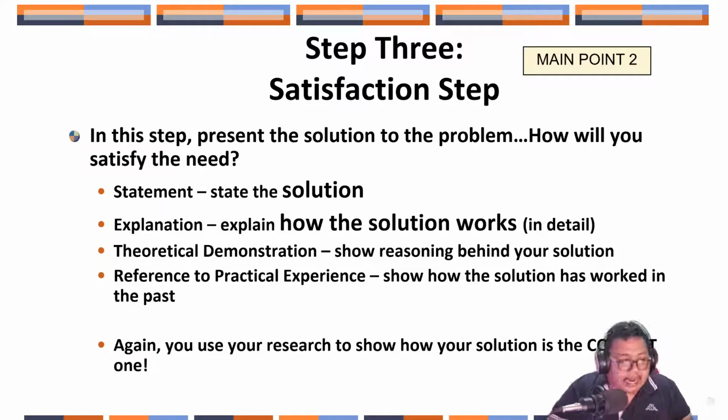So you explain. Then you have theoretical demonstration. Show reasoning behind your statement. Why do you say it like that? Why do you say that when you ban the smokers from restaurants, it will be reduced? So you need to demonstrate. And then reference to practical experience. Show how the solution has worked in the past. That is where the articles come in. So you are citing here, citing there, to show that it is practical, it is possible to do it. It means that it can work for us as well. Again, you use your research to show how your solution is the correct one. Remember that. Okay?